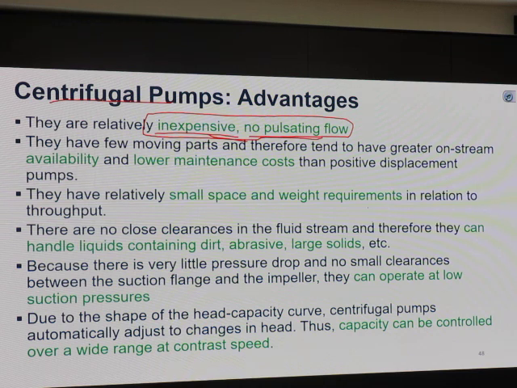Read yourself. One thing that you should know is about the low suction pressure. Because it's very little pressure drop and no small clearance between suction flange and impeller, they can operate at low suction pressure. And the good thing with it is no pulsating flow. Pulsating flow comes when you have a piston, especially for single acting. Double acting will have less pulse, but you can have pulse. So centrifugal pump: inexpensive, no pulse, can do low suction pressure.